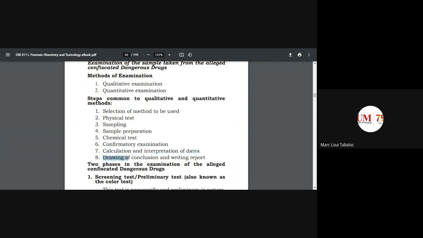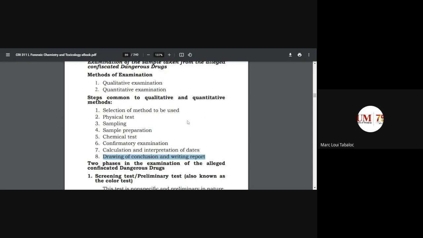And of course, just like everything else, you need to draw conclusions via a written report. Which of course, yung written report na yan, in the jargon or language ng chemist, na ipipresenta niya sa korte. Of course, it will be part of a documentary evidence in favor of the prosecution.